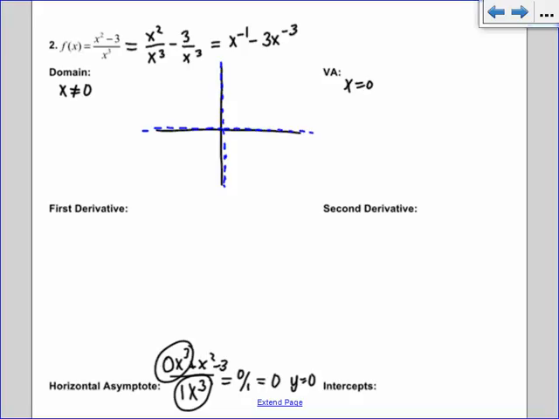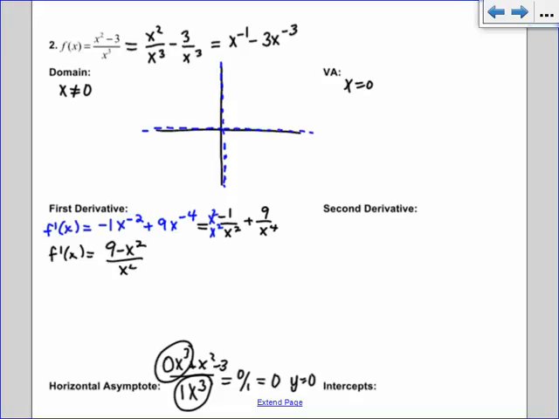Okay, so we go ahead and we find the first derivative. So the first derivative is going to be negative 1 x to the negative 2 plus 9 x to the negative 4. So I always have you guys clean up the first derivative. So it's negative 1 over x squared plus 9 over x to the 4th. So we would get common denominators. We would multiply by x squared over x squared. So we got f prime of x equals x squared times negative 1 plus 9, so 9 minus x squared, all over x to the 4th.